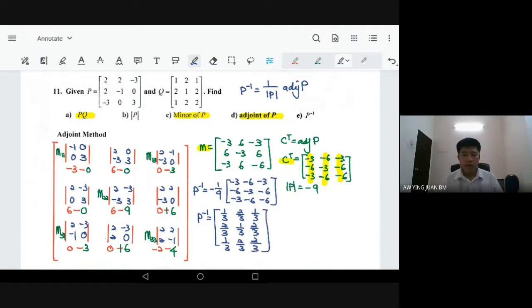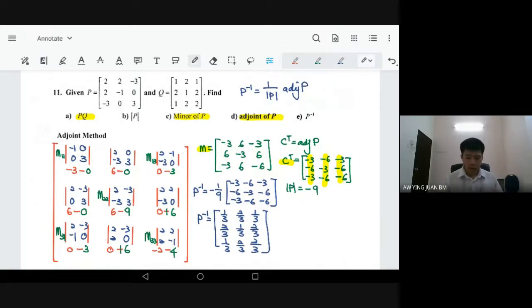So here we have the situation, and that is the process of finding the PQ, the determinant of P, the minor of P, the adjoint of P, and finally the inverse for the matrix P. So it is not necessary for us to follow the order. So we can adjust the situation, then find the best solution for us in order to answer the questions. So this process, we call it the adjoint method.